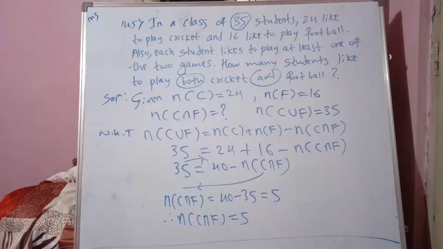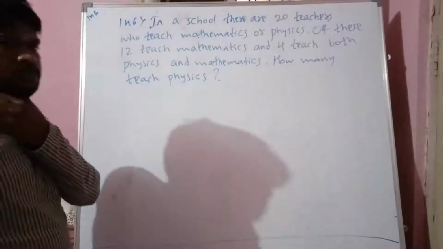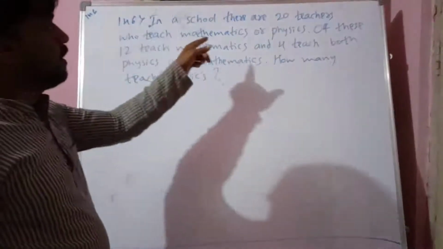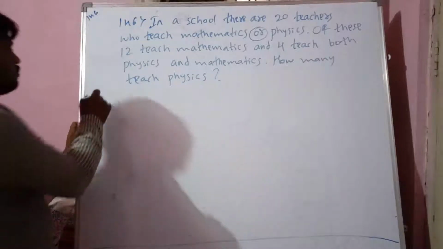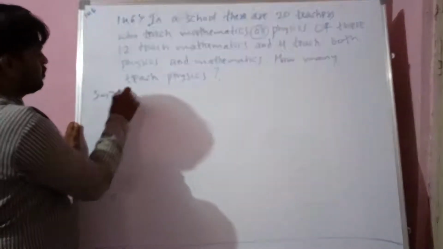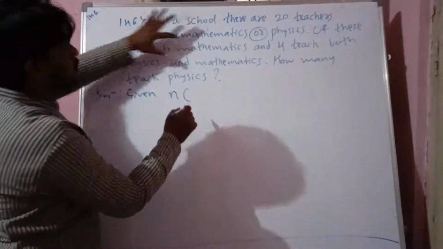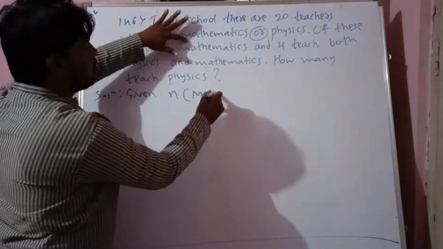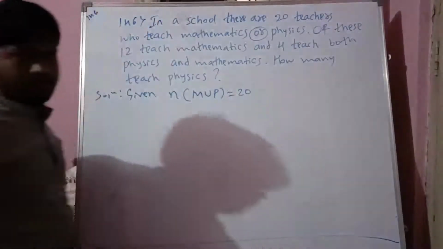Next one, in a school there are 20 teachers who teach mathematics or physics. Or means it is what? Union. So therefore you take given n of m union p, that is 20.